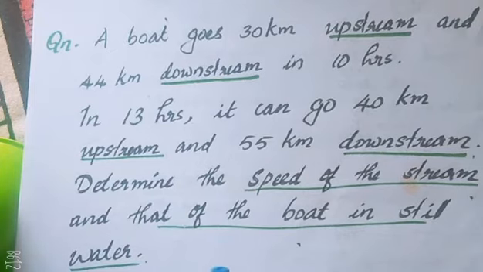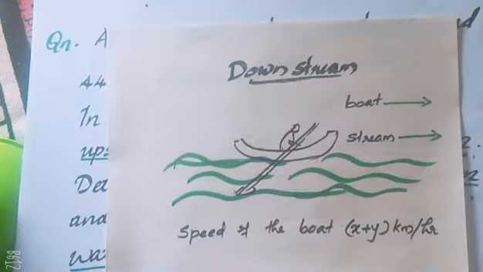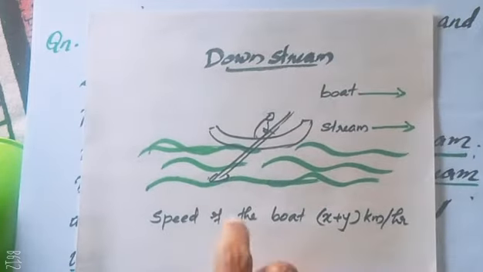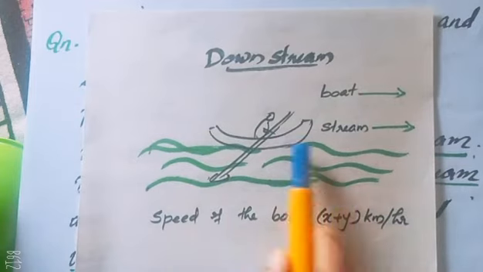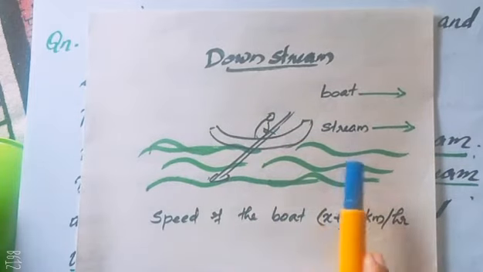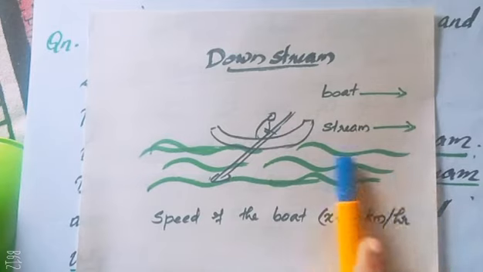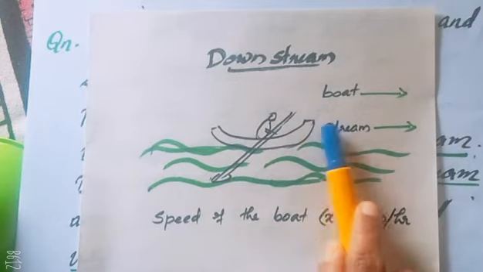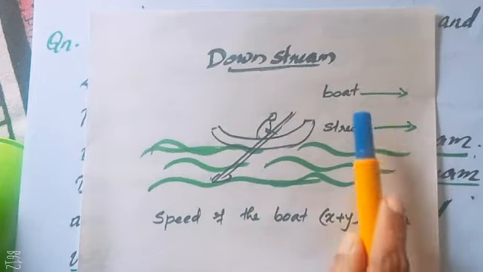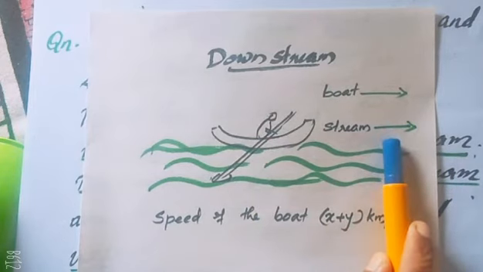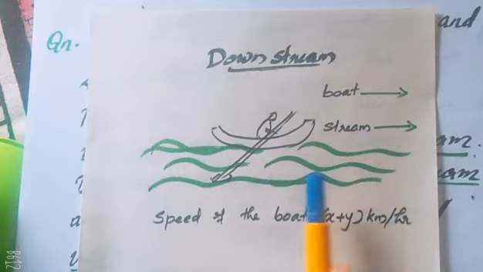Before solving this question, you should know what upstream and downstream are, and what the speed of the boat will be in each. Let me explain that. See, this is a stream, and in the stream, one boat is there. The stream is flowing downwards and the boat is also moving downwards. Both the directions are the same. So this is called downstream.